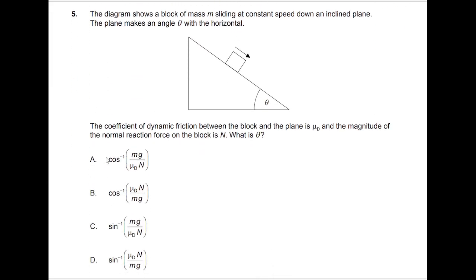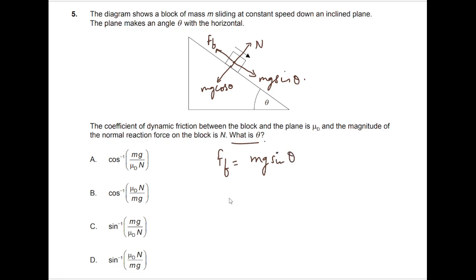Question number 5 says, the diagram shows a block of mass M sliding at a constant speed down an inclined plane. The plane makes an angle theta with the horizontal. Now the coefficient of dynamic friction is given. So if I just talk about the forces acting on this block right now, it is moving down. So we will have a frictional force acting backwards. We'll have a normal force. We'll have its mg cos theta, and we'll have mg sin theta. We have to calculate the value of theta. So from this diagram I can write two equations, that the force of friction will be equal to mg sin theta, and my normal force will be equal to mg cos theta.